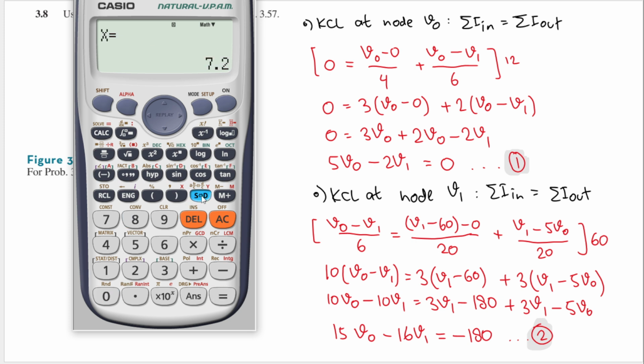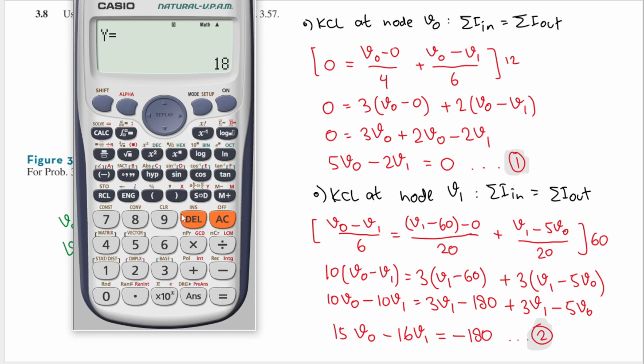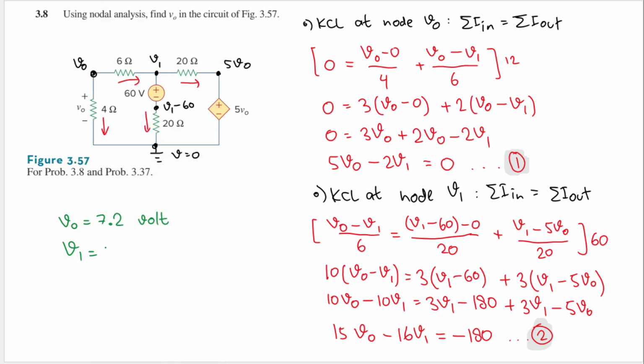So we will have V0 is 7.2 and the unit will be volt. And then V1 from the equation will be 18, so I'll have 18 volt here. And what is the question asking? V0. So this is the final answer for this question.